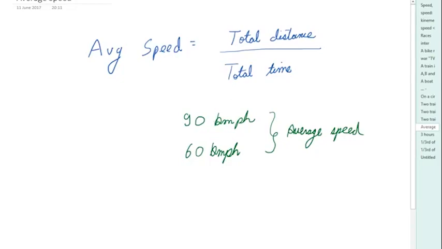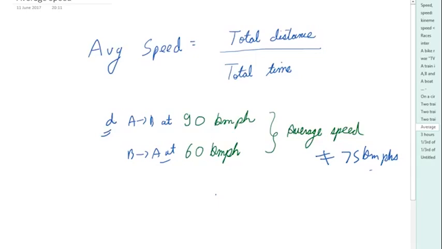I think most of you know anyway, but if I travel from A to B at 90 kilometers per hour and B to A at 60 kilometers per hour, my average speed is not equal to 75 kilometers per hour. This at least you should remember. If you want to calculate the average speed, calculate total distance by total time.